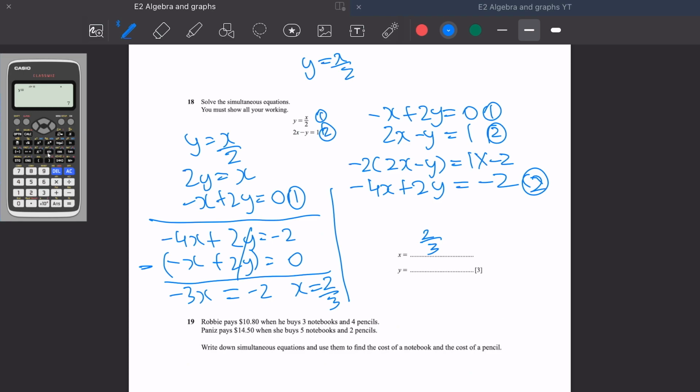Then y is equal to 2 by 3 into 1 by 2. So y is 1 by 3. Let's check our answer. Our original equations are minus x plus 2y is equal to 0. Second one is 2x minus y is equal to 1. You get x is 2 by 3 and y is 1 by 3. So the answer is correct.